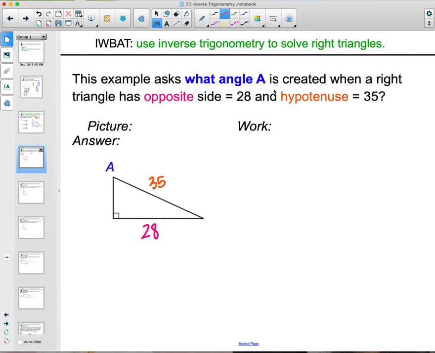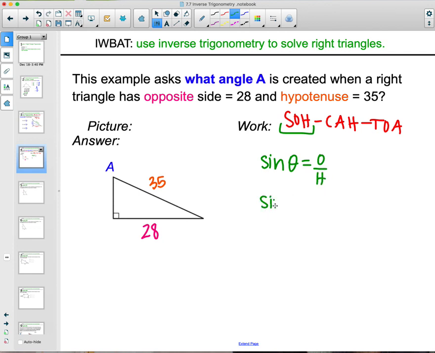Remember, we'll take a look at SOH-CAH-TOA to decide what function we're using. In this case, we have the opposite and the hypotenuse, so that's going to be the sine function. Sine of theta equals opposite over hypotenuse. So we'll plug in what we have here: sine of A, which is what we're looking for, equals the opposite side, which is 28, over the hypotenuse, which is 35.